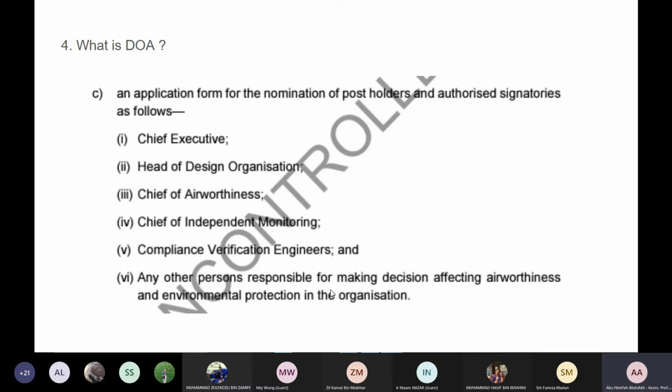So you will have to have a chief of airworthiness and a chief of independent monitoring, and the people who are doing compliance, showing and verifying compliance to the airworthiness requirement, will be compliance verifications. So the chief executive, head of design, chief of airworthiness, and chief of independent monitoring are post holders. They are the key persons in the organization.